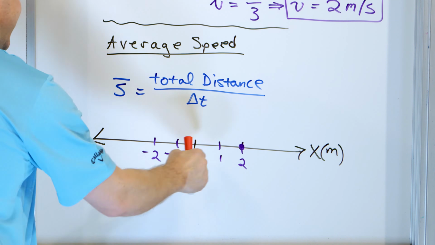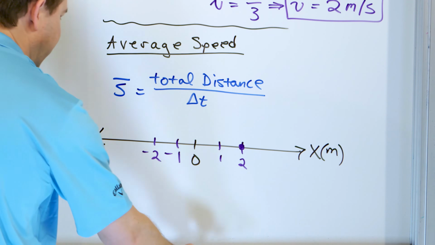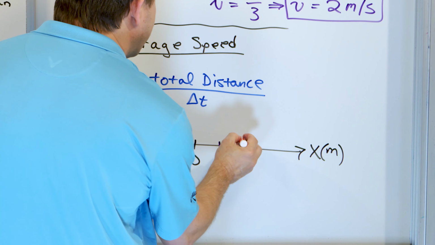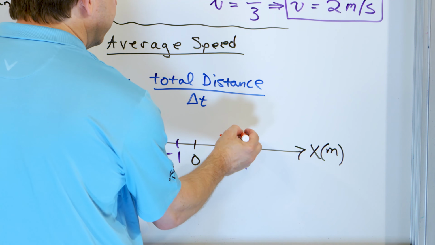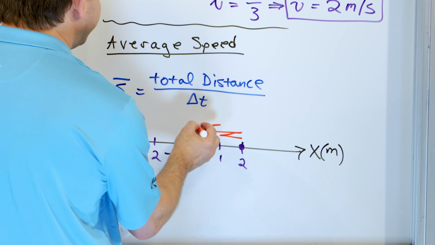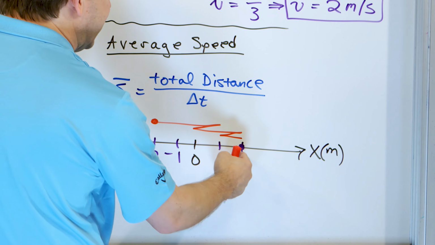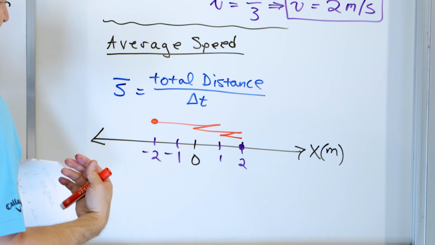But let's say, instead of just going straight from the starting place to where you end up over here somewhere, what you actually do is you travel back 1 meter, or you go this way, then you go back to your starting point. Then you go back to 0, then you go back 1 more, and then finally you end up over here. So you see what happens? The starting point is at 2 meters to the right. The ending point is at 2 meters to the left.